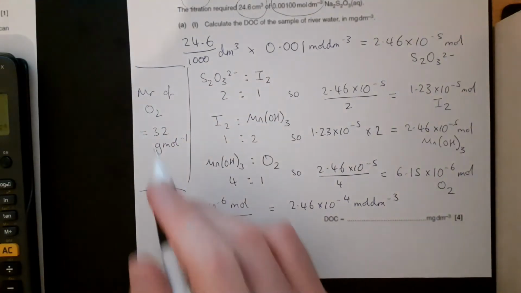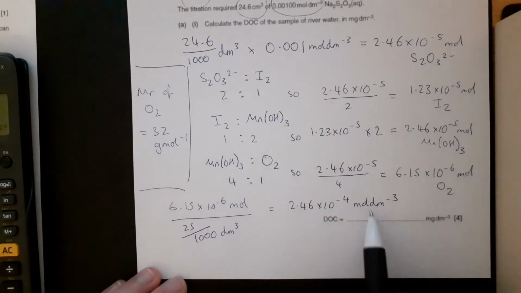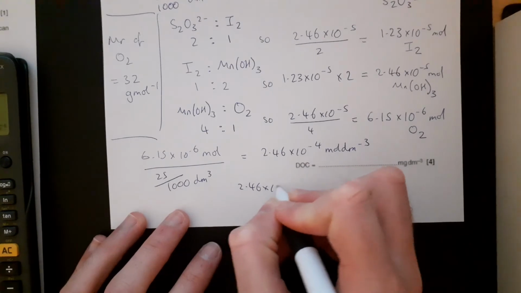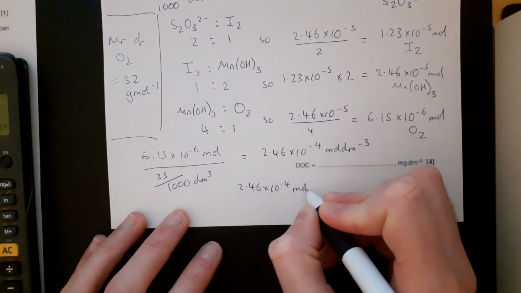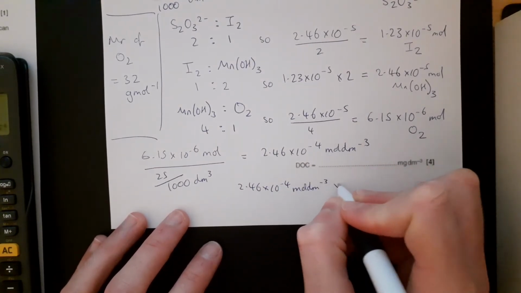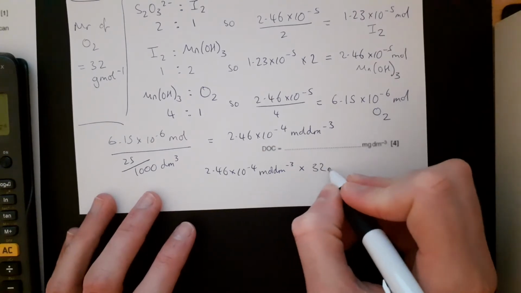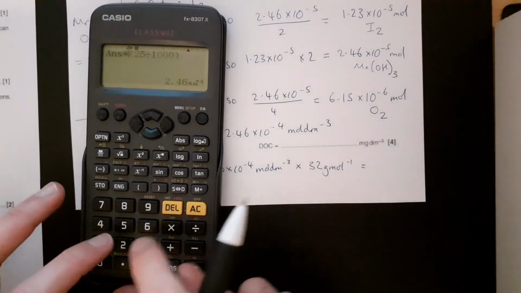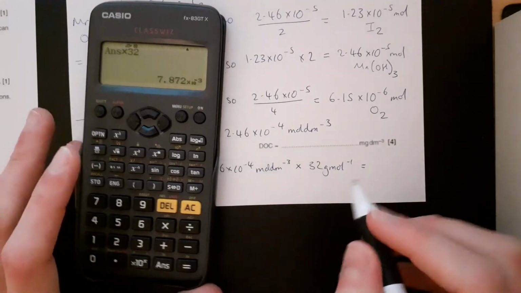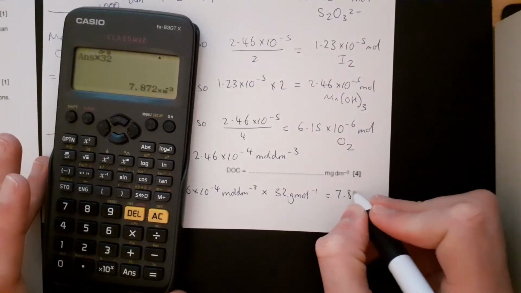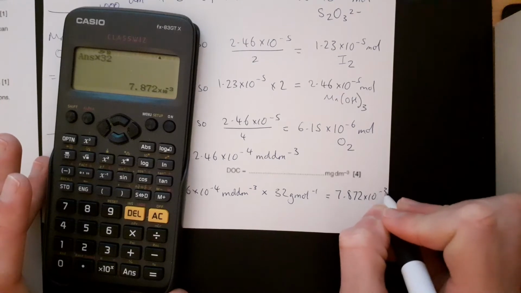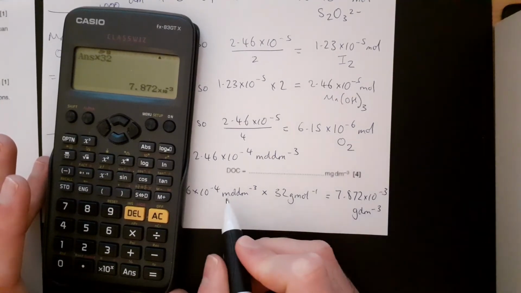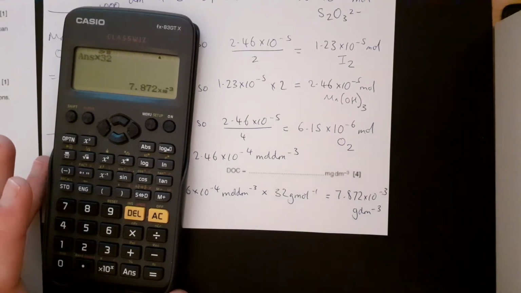Okay, it's 2 oxygens, isn't it? So now we're going to do that times by this. So 2.46 times 10 to the minus 4 moles per decimeter cubed times 32 grams per mole is 7.872 times 10 to the minus 3. That's now in grams per decimeter cubed, right? Because the moles and the grams per mole cancelled to give us grams.